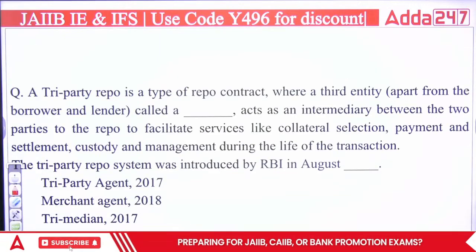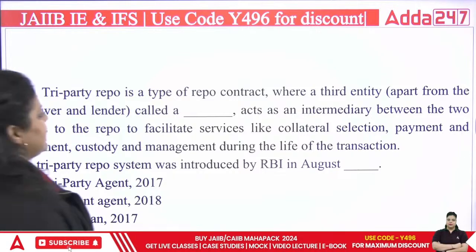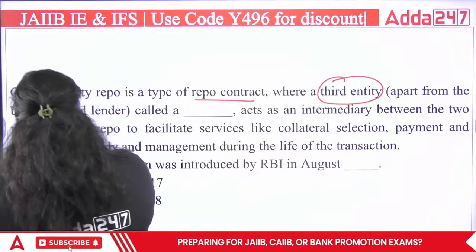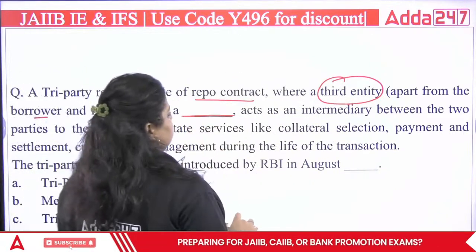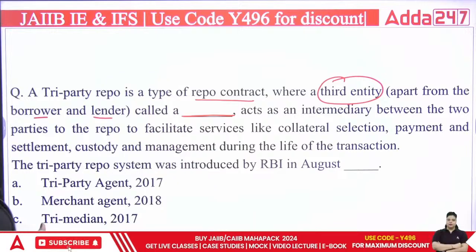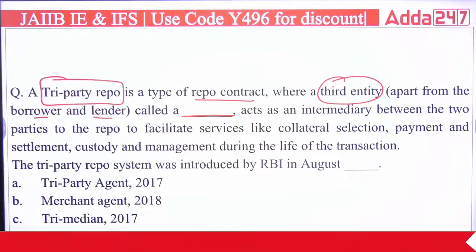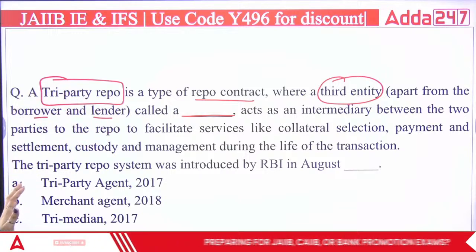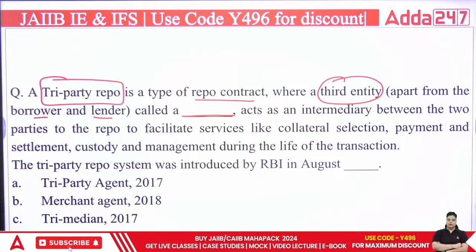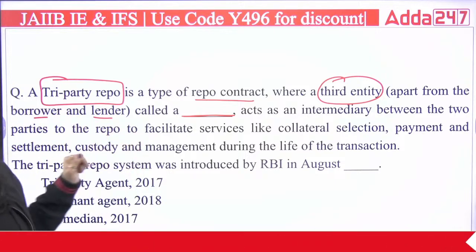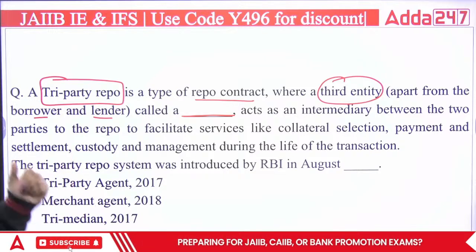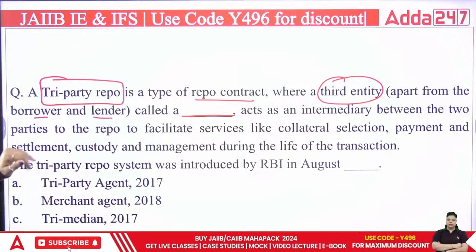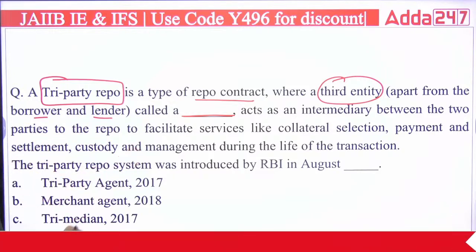Now, next. A tri-party repo is a type of repo contract where the third entity, apart from the borrower and lender, called a dash. So the third instrument we are talking about here of money market is a tri-party repo. It is saying that tri-party repo is a type of repo contract where the third entity will be a participant. Apart from whom? Apart from borrower and lender. That is called a dash. Acts as an intermediary between two parties to the repo to facilitate the services like your collateral selection, your payment and settlement, your custody and management during the life of the transaction.